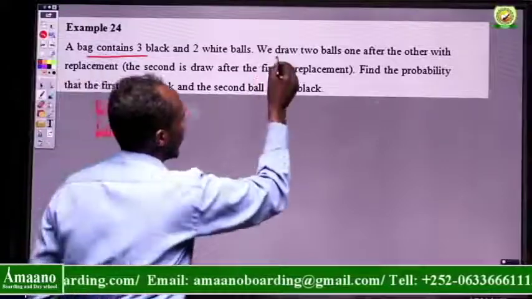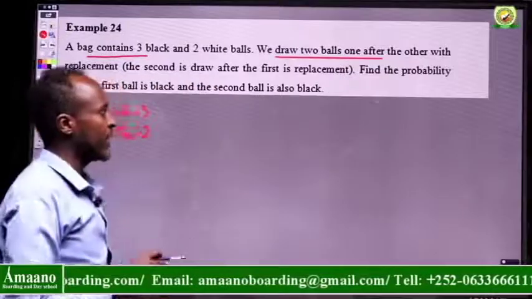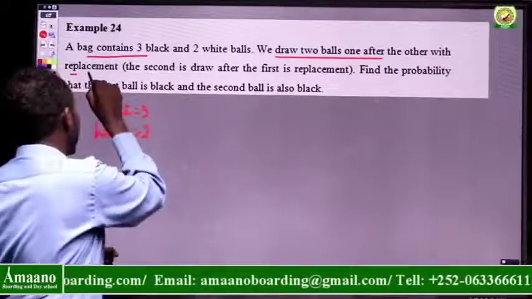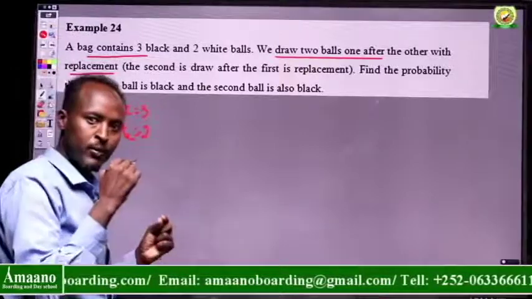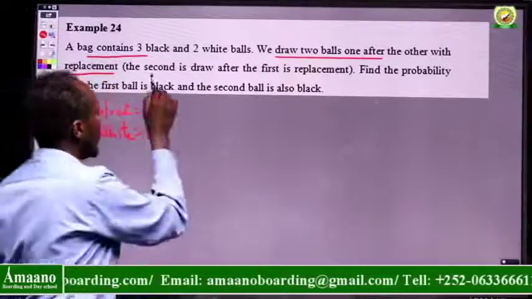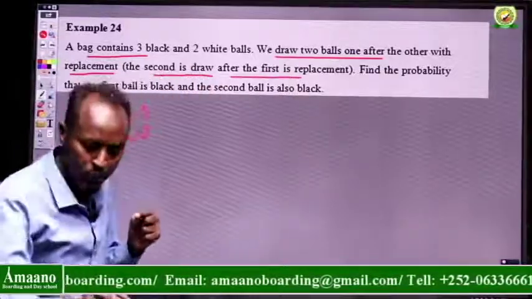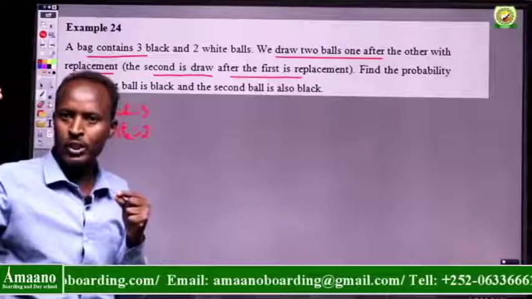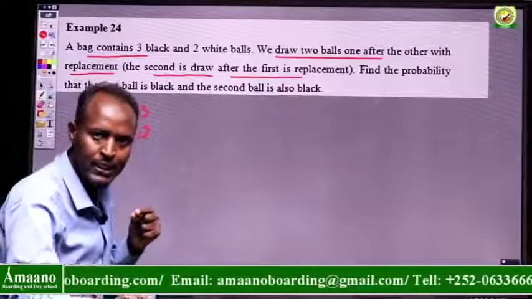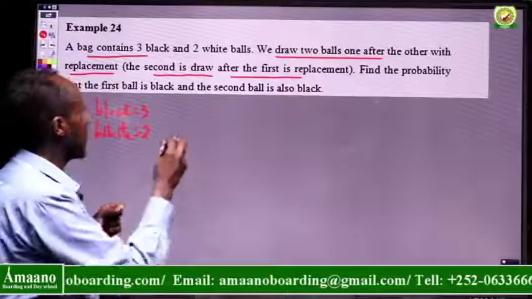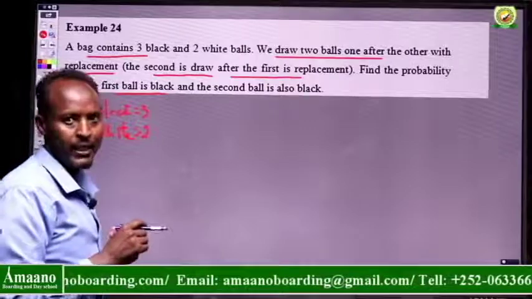We draw 2 balls one after the other. We select 2 balls one after the other with replacement. It means that the second ball is drawn after the first is replaced. First we select one ball, that is the first selection. Then we replace it back to the box, and a second selection is made. We are asked to find the probability of getting the first black and the second ball is black.